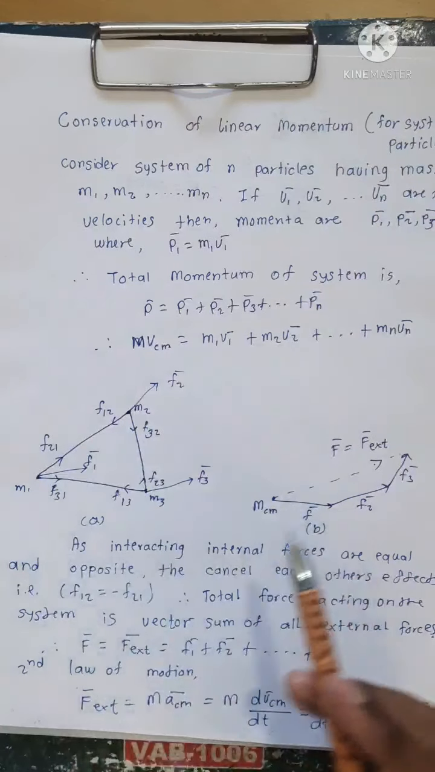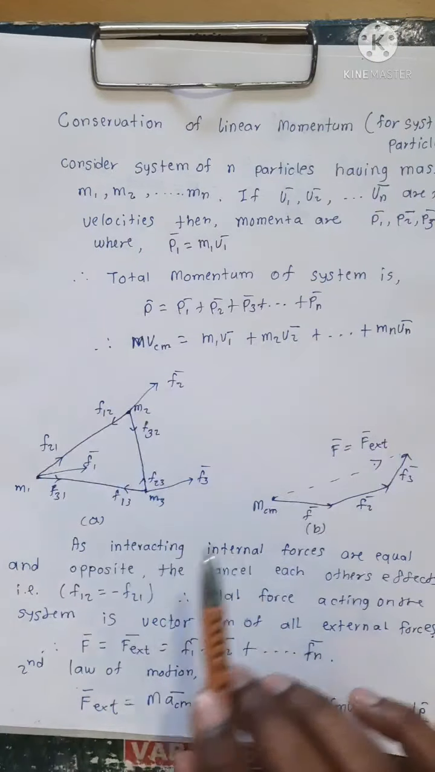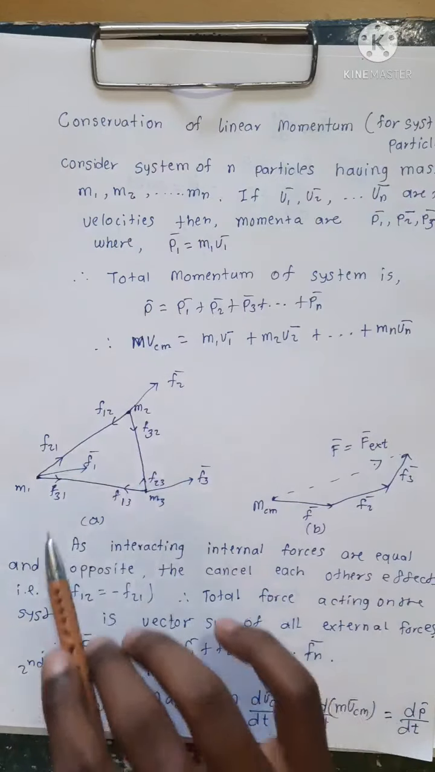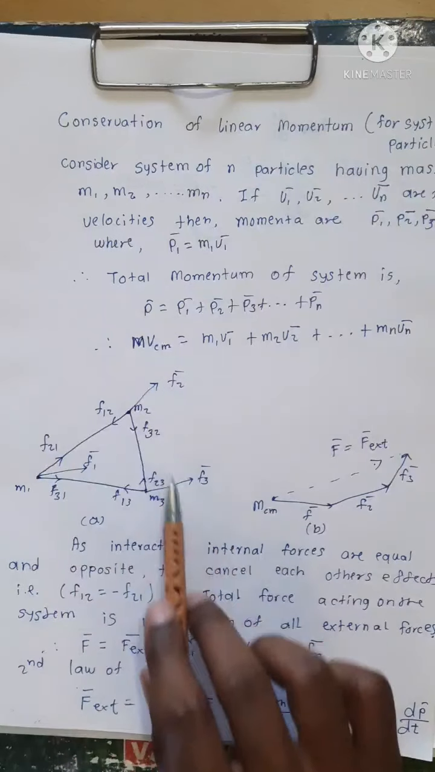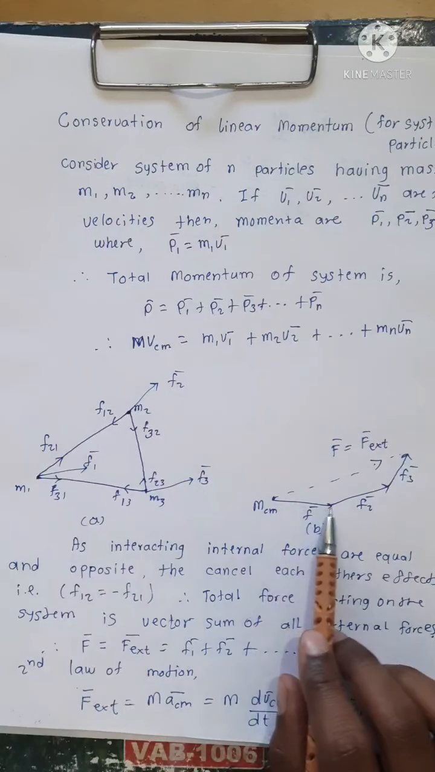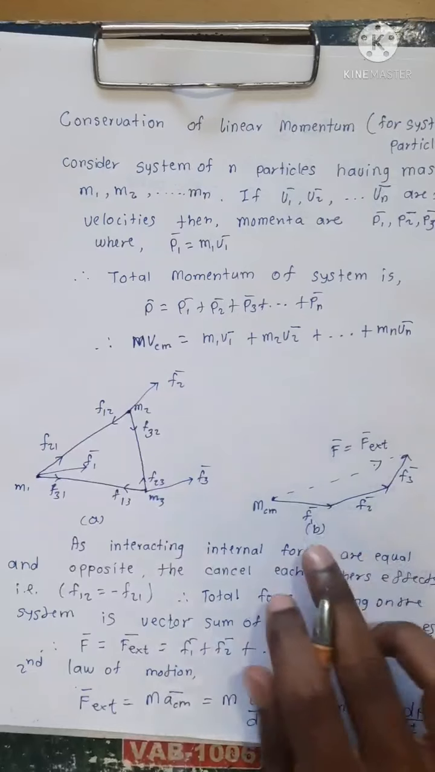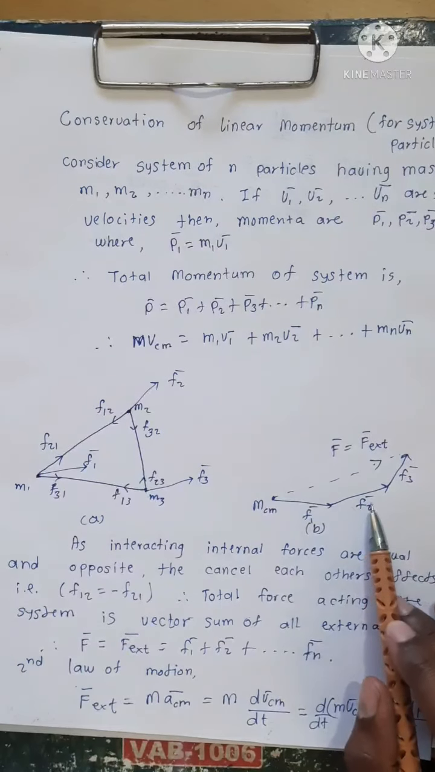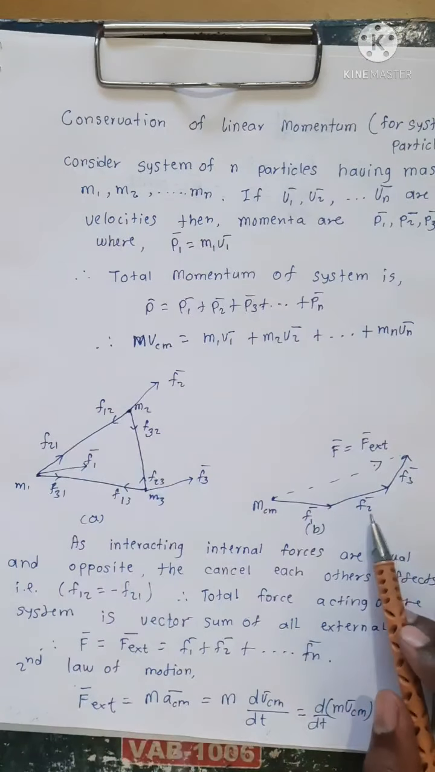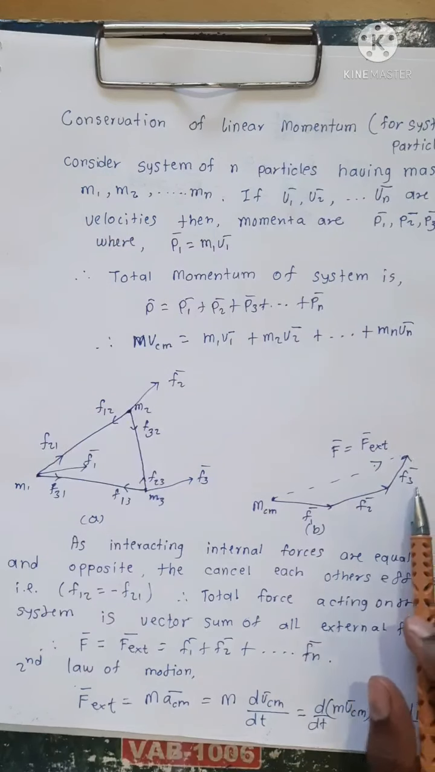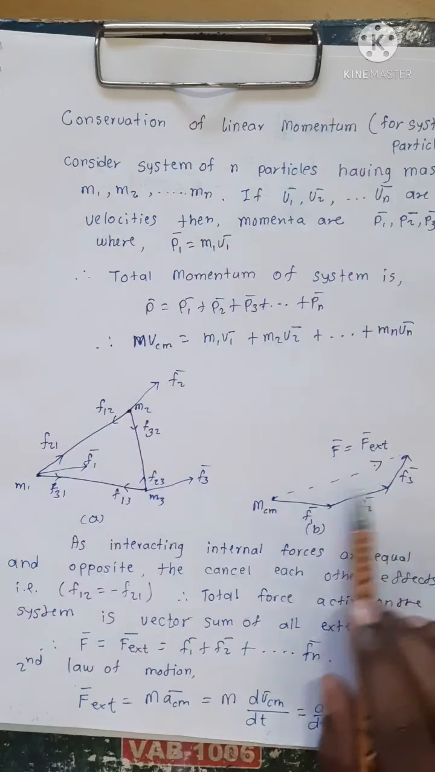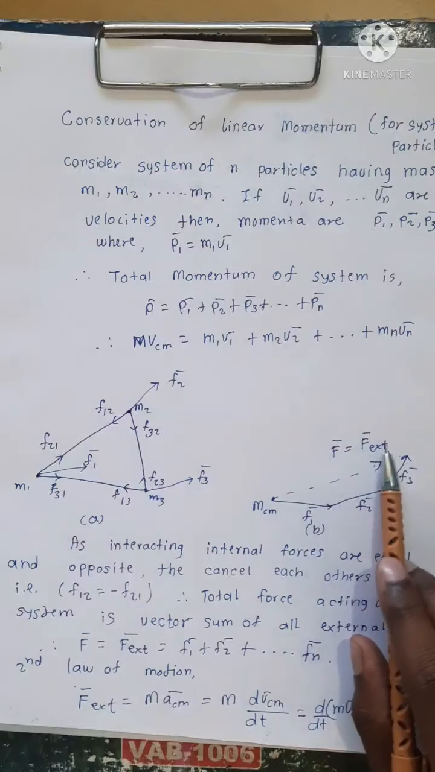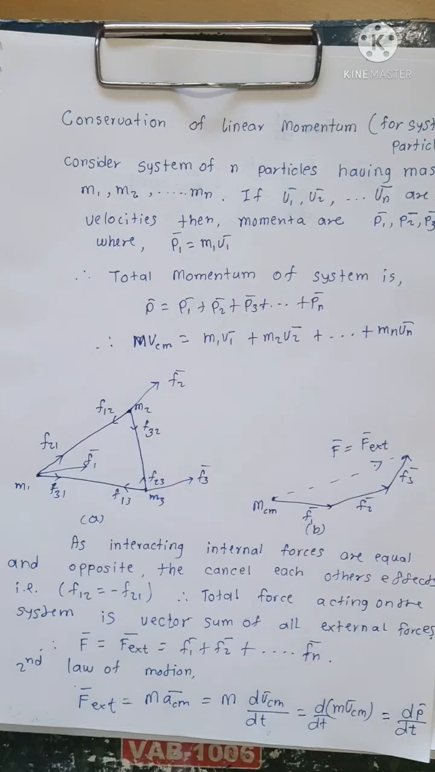So the resultant force will be only the external force. Internal forces will cancel each other out. So for the external force, we just take the vector sum of all these three. For example, here, if this is the F1 force acting on particle 1, this F2 bar is the force acting on particle 2, and this is the force acting on particle 3, then by the triangle law of vector addition we can take the resultant, that is F bar is equal to F external. So it is a summation of only external forces.